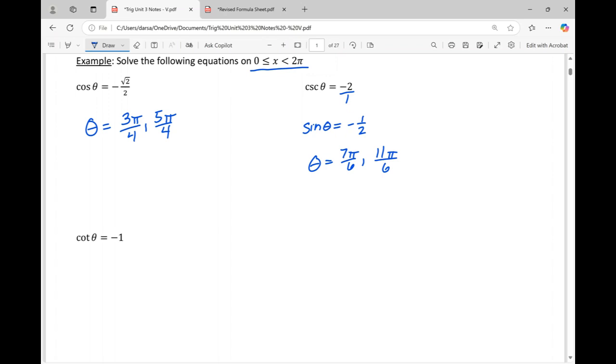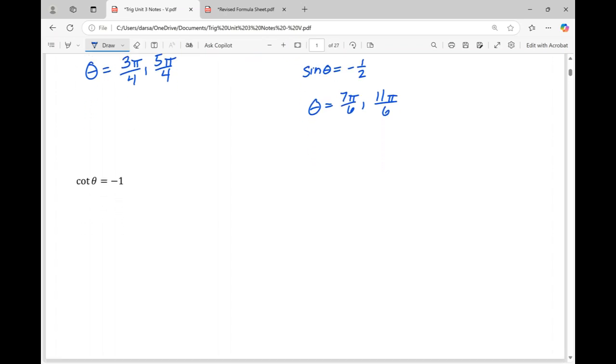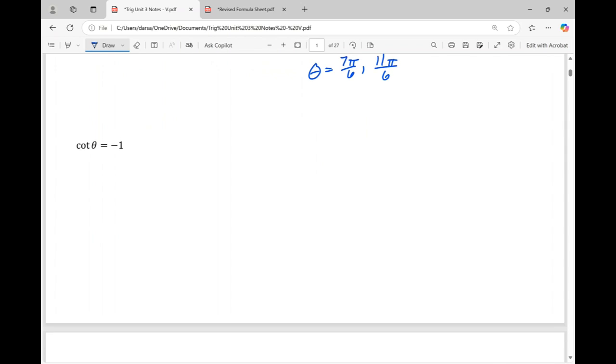Last one is a little bit more difficult. The cotangent of theta is equal to negative 1. Again, cotangent is not something we can get from the unit circle. So we take our negative 1 and we turn that into a fraction by putting a 1 under it. We find the reciprocal. Tangent of theta is equal to 1 over negative 1. Well, doesn't that just mean that tangent of theta is equal to negative 1?